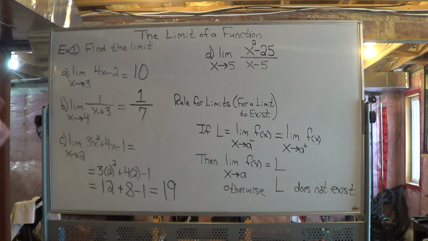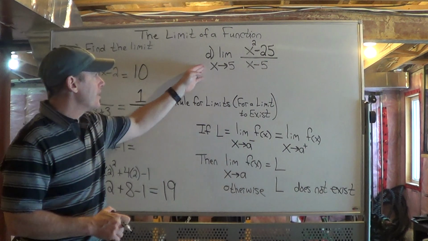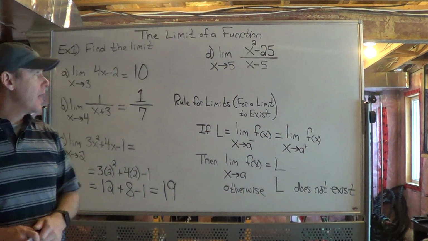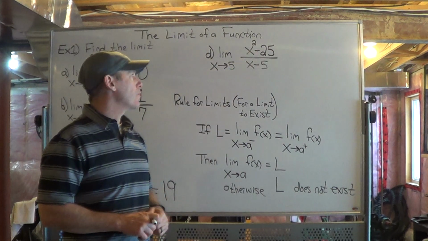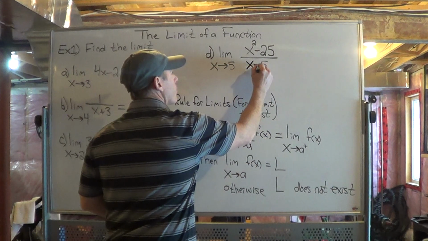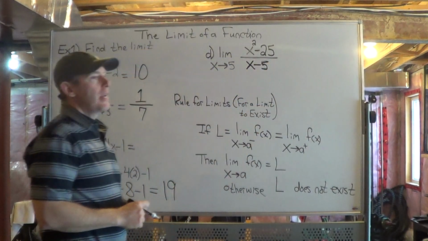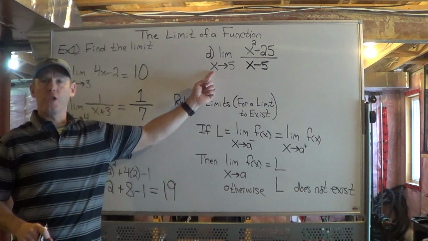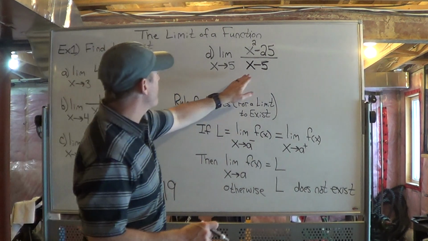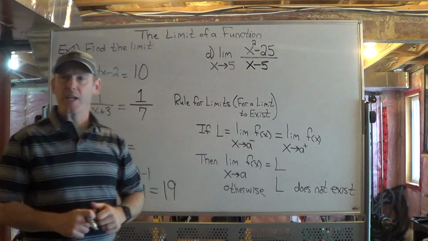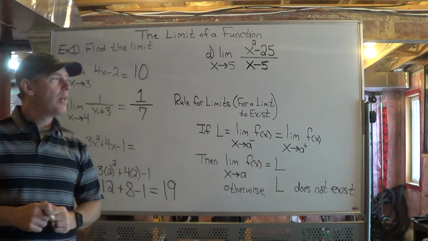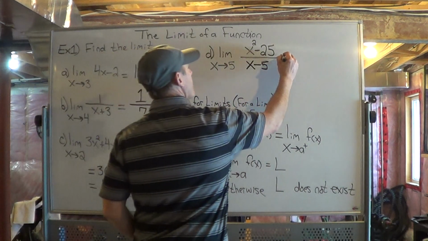Alright, now we get to d. A little bit different. We do have a denominator this time, because our function is x squared minus 25 divided by x minus 5. Now we're looking as x approaches 5 into that function. If I plug a 5 into my denominator, I do get a 0. That's a problem, because I can't divide by 0. But I've got a way out of this.